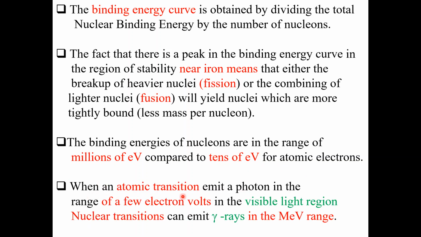When atomic transitions occur, they emit photons in the range of a few electron volts, mostly in the visible light region, whereas nuclear transitions can emit gamma rays in the mega electron volt range. This is one of the key differences between atomic transitions and nuclear transitions.